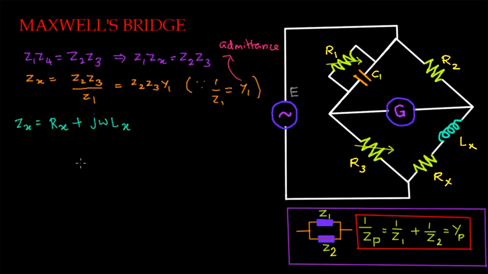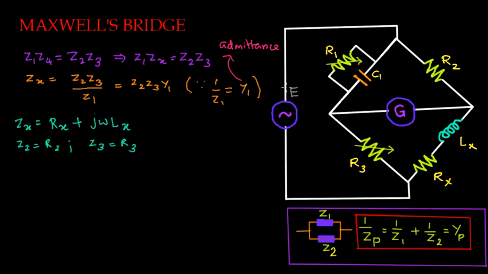Now we have Z2. What is Z2? Z2 is the impedance of the second arm. We can see that it is purely resistive, there is only one resistor. So we can write Z2 is equal to R2. Now Z3. What is Z3? Here also the arm contains only pure resistance. So we can write Z3 is equal to R3. Now the remaining term is Y1.